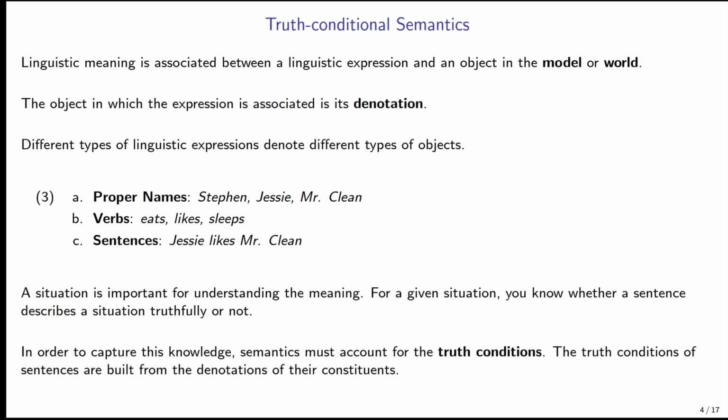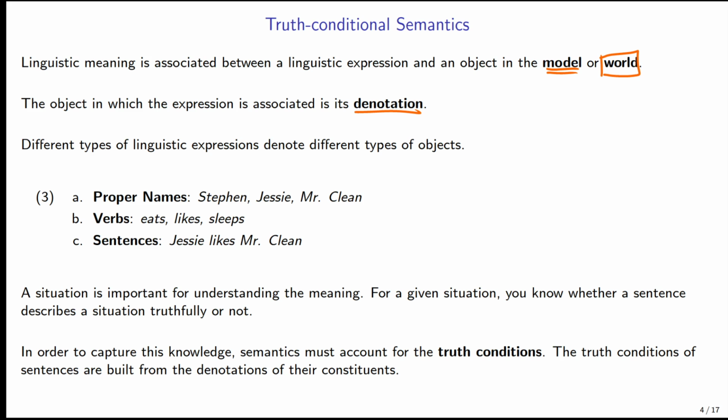So, truth-conditional semantics, there's a few terms we have to introduce. Linguistic meaning is associated between a linguistic expression and an object in the model or world. So you can think of the world as being the real thing, and the model being like a mathematical way of representing a world. So a model has certain things that happen in it, and we evaluate truth against it. We evaluate our objects against it. When you have an expression and it's associated with something, that's called its denotation. So if I have Paul, a dog, then I can associate it, and that's its denotation.